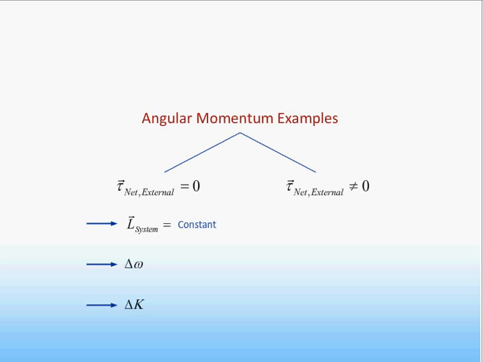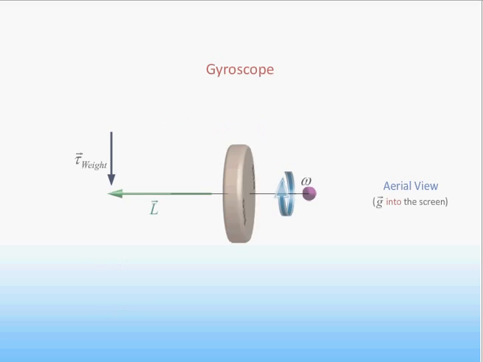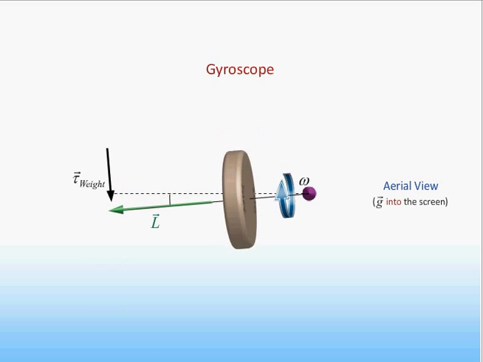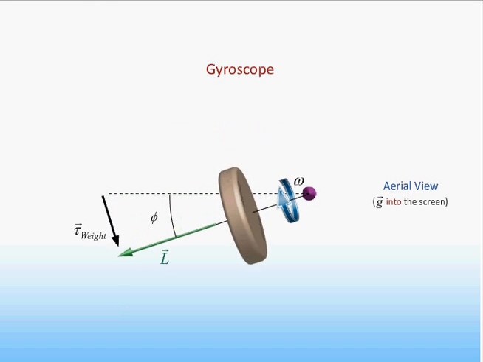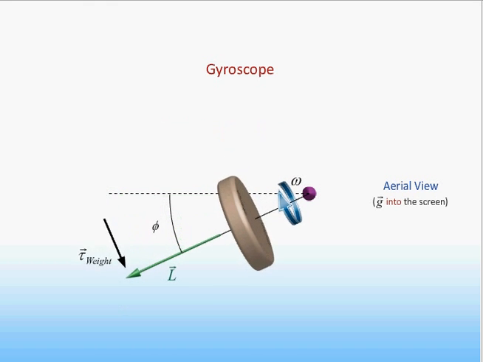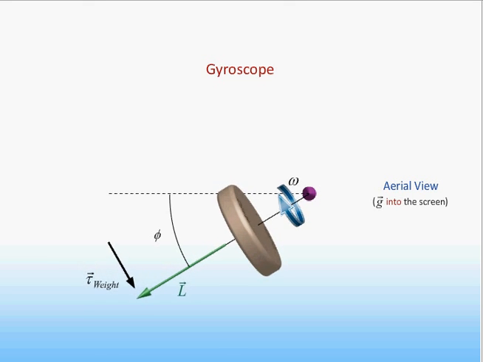Finally, we will discuss an example in which the external torques acting on the system are not zero. Namely, we will discuss the gyroscope, in which the weight of a spinning top provides a torque that changes the angular momentum of the system. We will find that the top precesses in the horizontal plane about its pivot at a rate determined by the torque about the pivot and the angular momentum about the axis of the top.